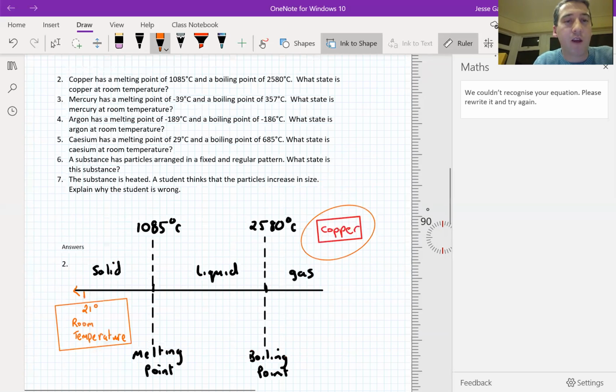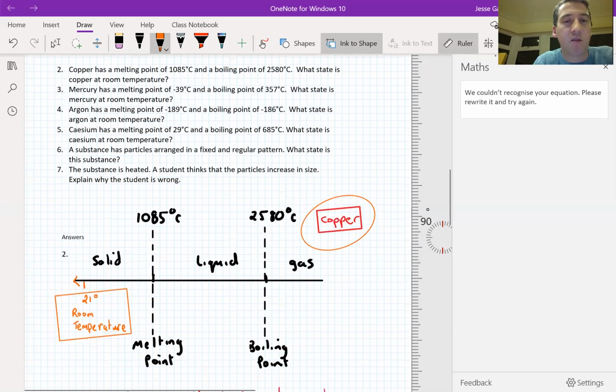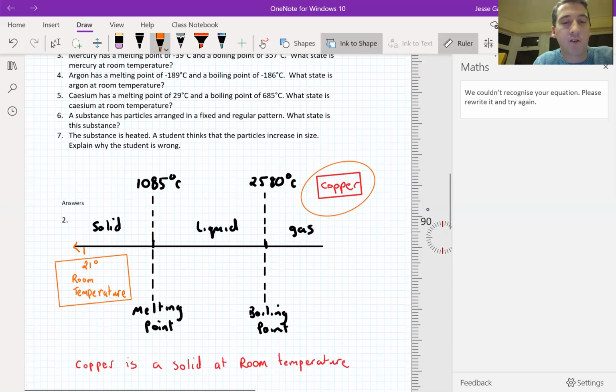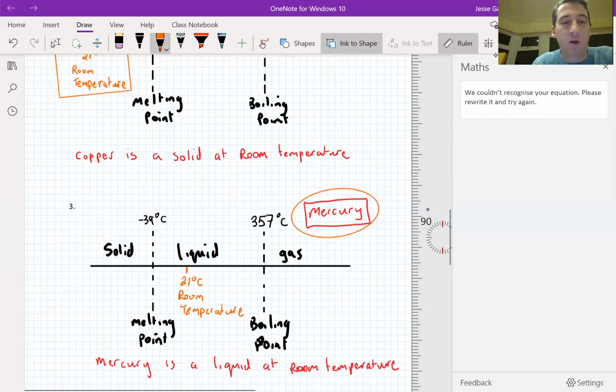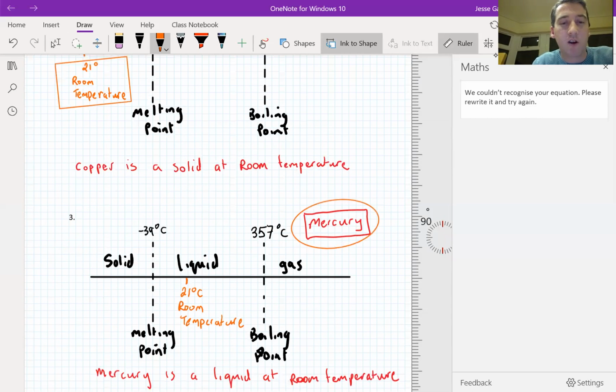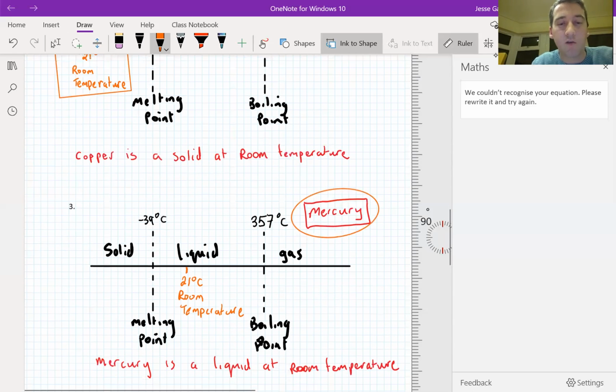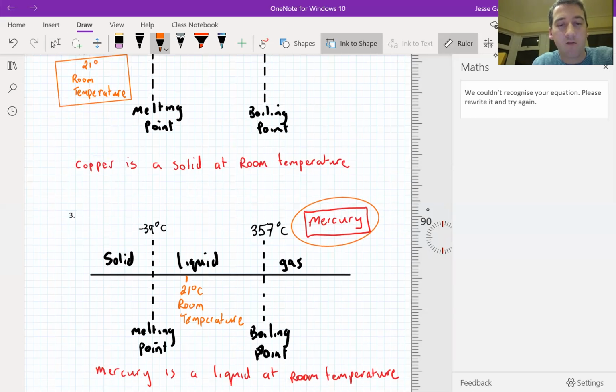Next one, mercury. Mercury has a melting point of minus 39 and a boiling point of 357. Let's check that I've done that right. Here we go, same thing, solid, liquid, and gas on my number line. There's my melting point, minus 39, and my boiling point is 357. I've written here that it's mercury, so I have it labeled. And I've plotted 21 degrees, which is higher than minus 39, but below 357. So that means mercury is going to be a solid at room temperature. Okay, or liquid, sorry. Apologies, mercury is a liquid at room temperature because it's between the melting point and the boiling point.